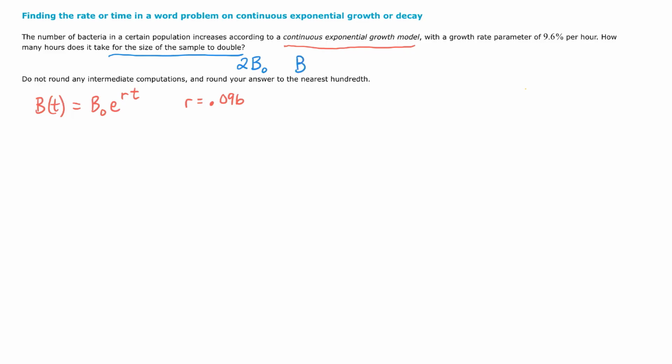We also know that the initial amount is not 0. If there was 0 bacteria to begin with, this problem would not be very interesting. It would always stay at 0 bacteria. So we know that B sub 0 is not 0, and we want to know how long it takes to double this sample. Let's put the 2 B sub 0 over here, now equal to B sub 0 e to the decimal 0.096, and then times T.